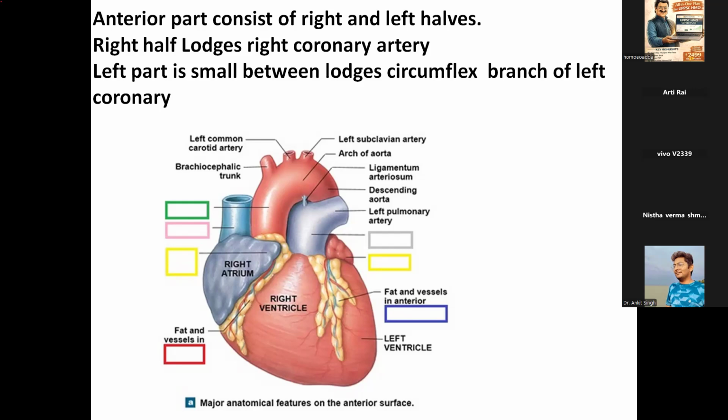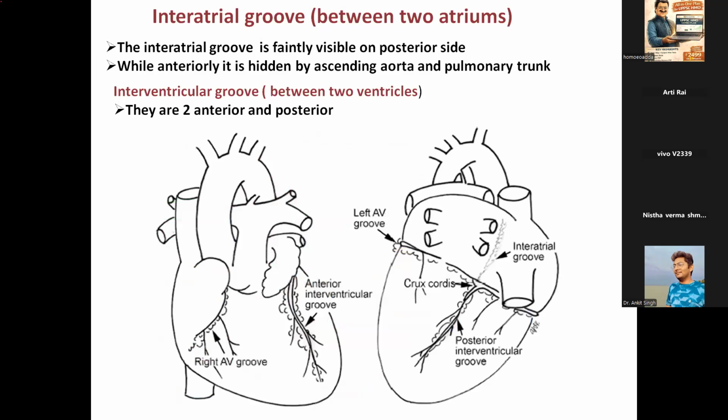So again, what is the coronary sulcus? The coronary sulcus is a groove which divides the atrium and the ventricles. It is present on the anterior part as well as the posterior part. On the anterior part, it is divided into right and left. On the right, there is a lodging of the right coronary artery. On the left, there is a lodging of the circumflex branch of the left coronary artery. We move further.